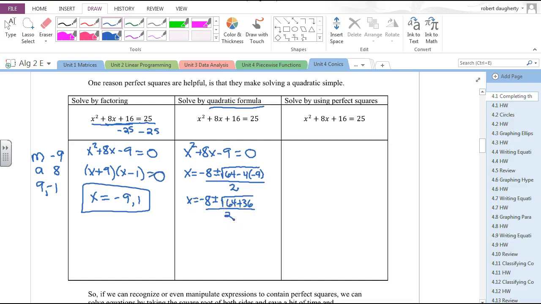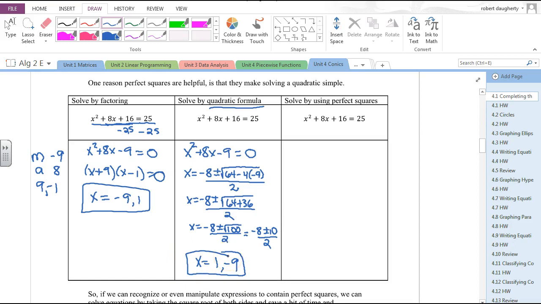What is 64 plus 36? 100. x equals negative 8 plus or minus the square root of 100, over 2. That is negative 8 plus or minus 10, over 2. What is negative 8 plus 10? 2. What's 2 over 2? 1. What is negative 8 minus 10? Negative 18. Negative 18 over 2? Negative 9. Am I shocked that these are the same numbers? No, they need to be the same numbers.